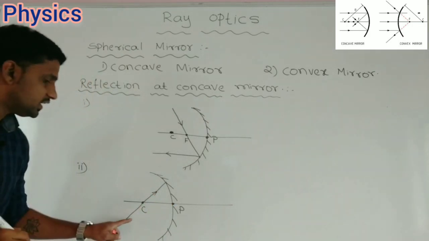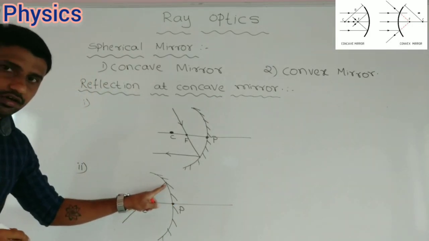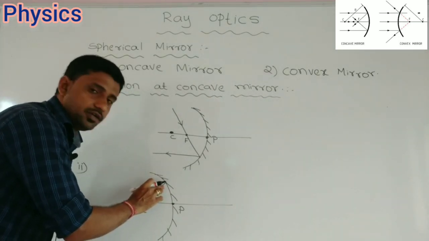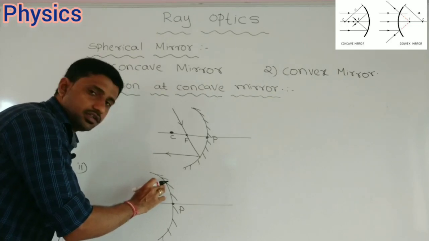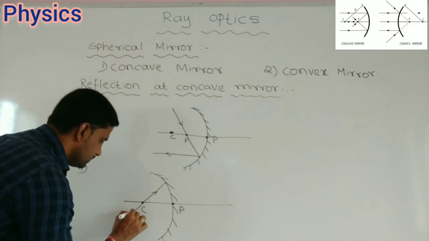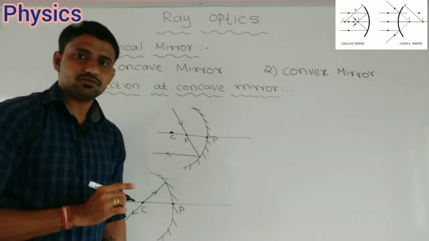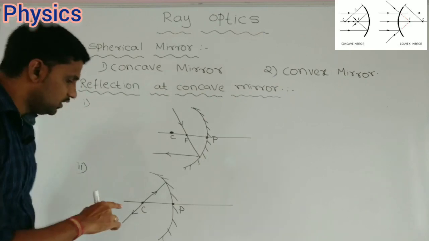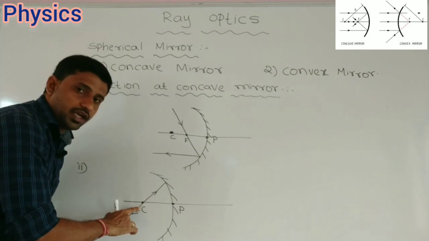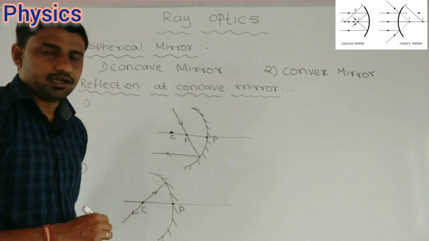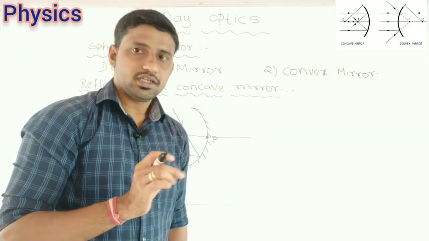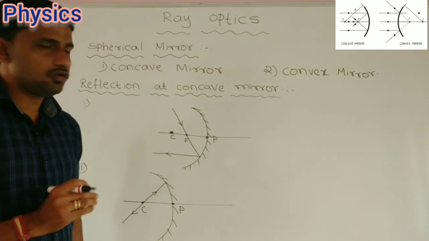And when the incident light hits the reflecting surface, after hitting, this light retraces its path like this. That is what we observe when the incident light is incident along the center of the concave mirror. So these are the two important cases of reflection we see in a concave mirror.